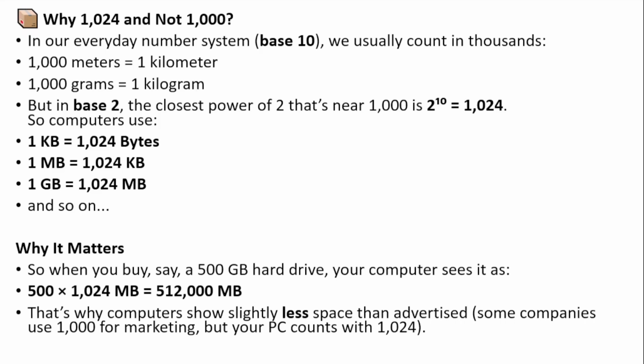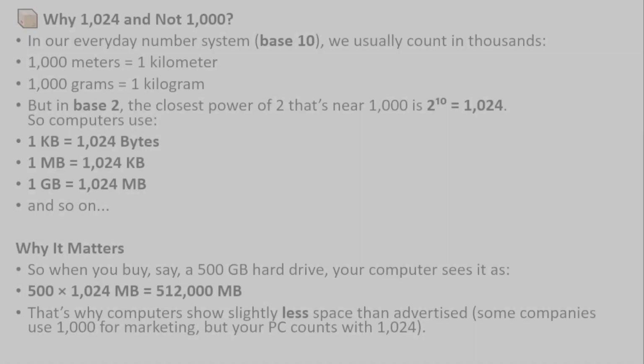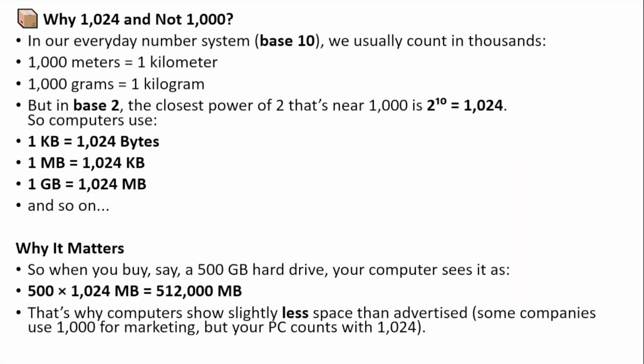Now, we say computers store a count in 1024 and not 1000. Why does it count like that? In our everyday number system, which is in base 10, we usually count in thousands. For example, 1000 meters is equal to 1 kilometer, 1000 grams is equal to 1 kilogram. That is in base 10. It's our everyday numbering system.